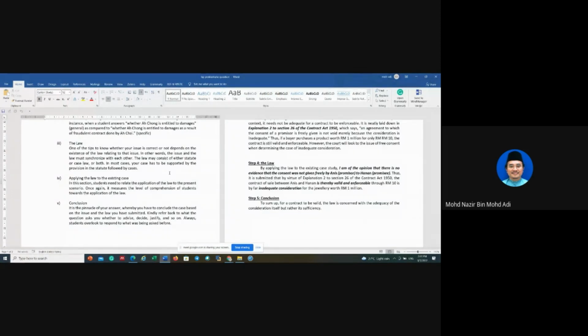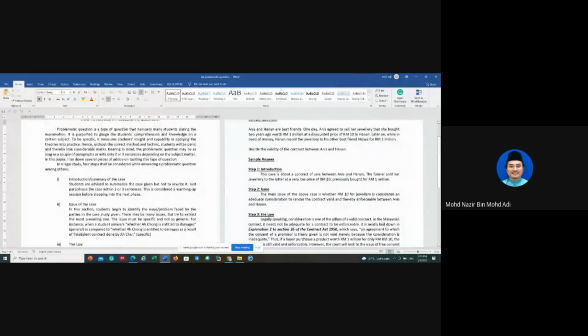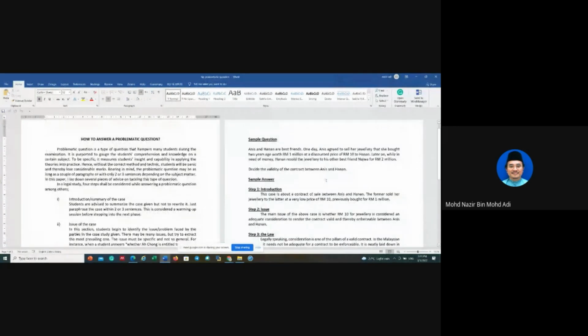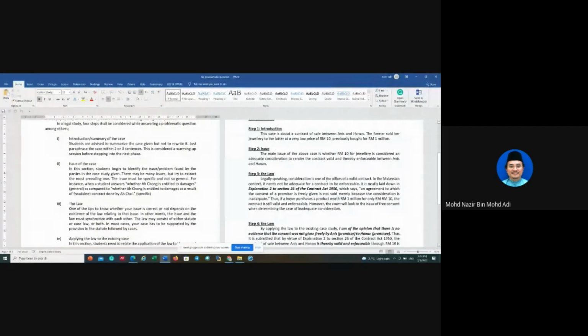And lastly, number 5 is the conclusion. For the conclusion, just like the introduction, you don't have to write long, just one or two sentences. You sum up, for example, that for a contract to be valid, the law is not concerned with the adequacy of the consideration itself, but rather its sufficiency. So I will give you these tips in the portal. I think I have uploaded it already, you can check there.